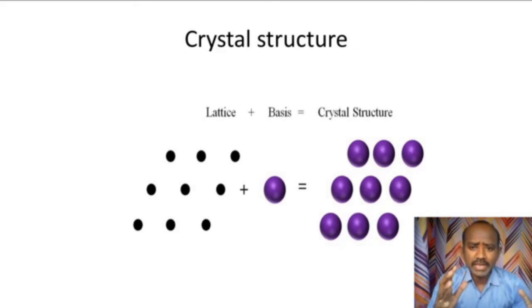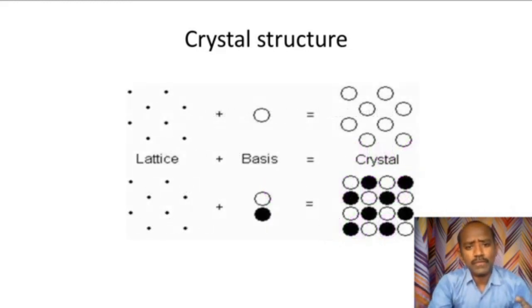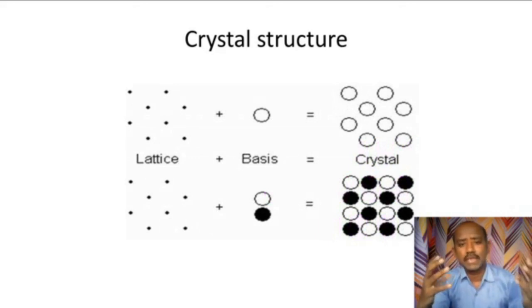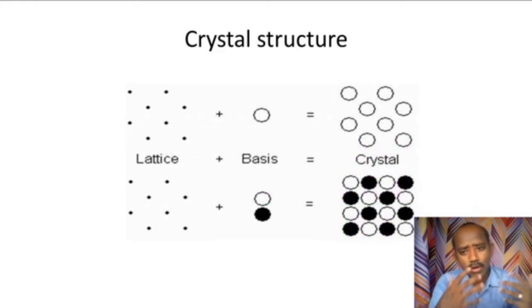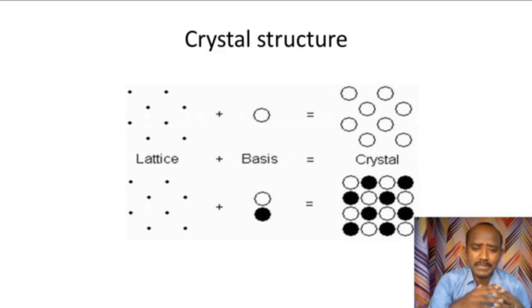There is no condition for the basis. It need not be 1 or 2 or 3. There may be a number of atoms at that lattice point. The lattice point is only one, but the basis, the atoms, may be more than one. In the first case we considered only one atom, but here in this example we have considered two atoms.